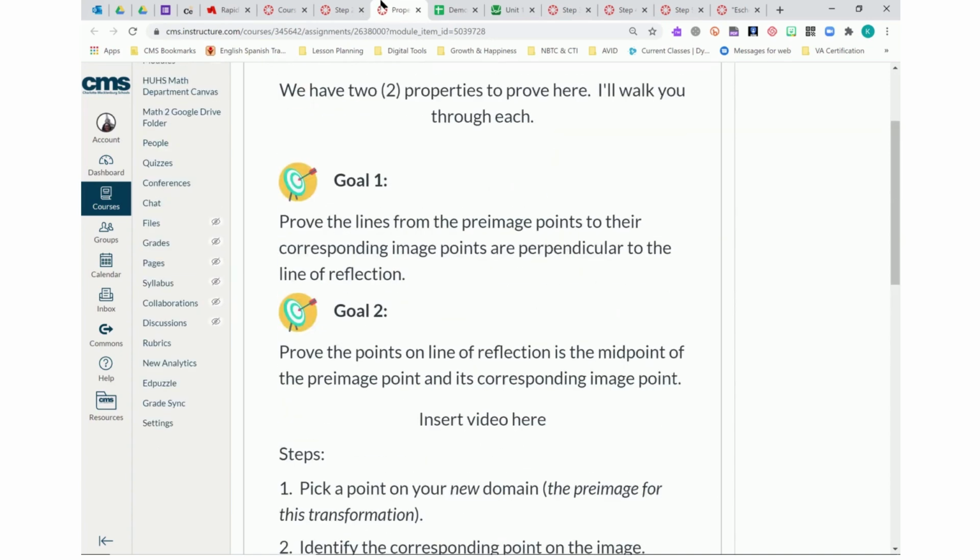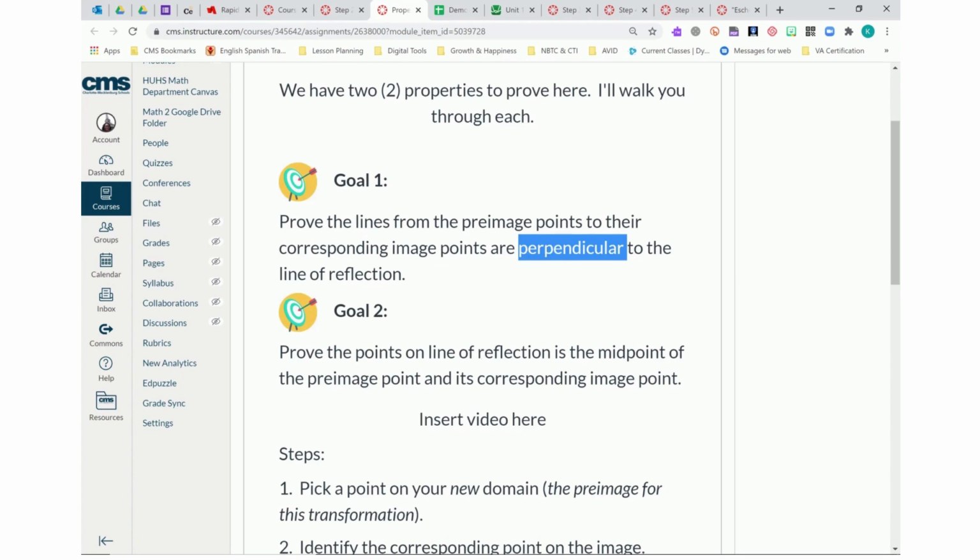Goal 1, you're gonna prove the lines from the pre-image points to their corresponding image points are perpendicular to the line of reflection. Whoa, that word perpendicular. That means you're going to find the slope of the lines. And if the slopes are perpendicular, meaning they are the negative reciprocals of each other, then the lines are perpendicular. Okay, so that's what we're going to prove.